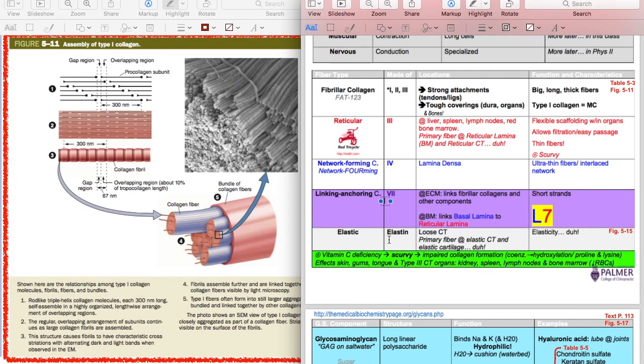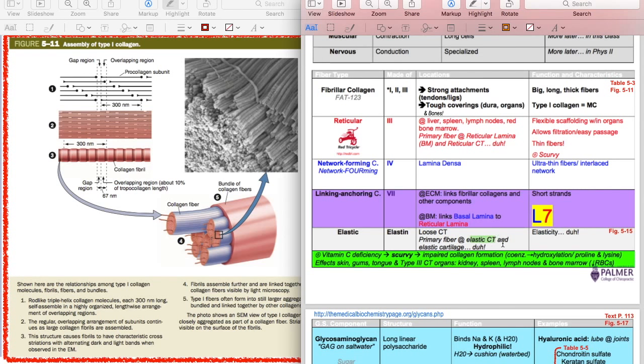Elastic fiber types are made out of elastin. This elastin is only going to be found in elastic fiber. Super easy. Probably won't be asked about because it's too easy. It's going to be found in loose connective tissues as opposed to dense and tough connective tissues. That makes sense. These up here, fibrillar collagen, when I'm talking about tendons and dura and things like that, those are certainly dense connective tissues, as opposed to elastic, stretchy, that's loose connective tissue.